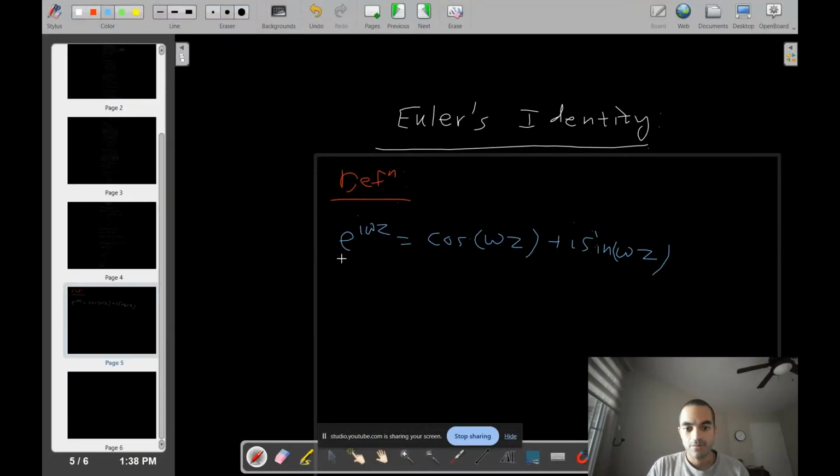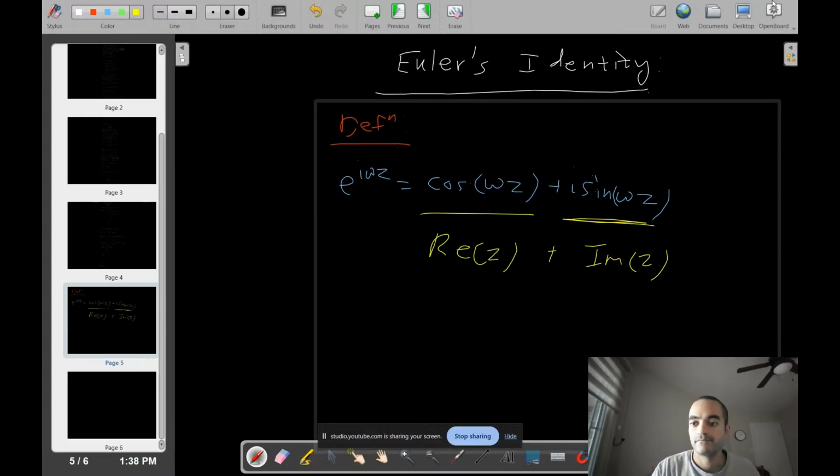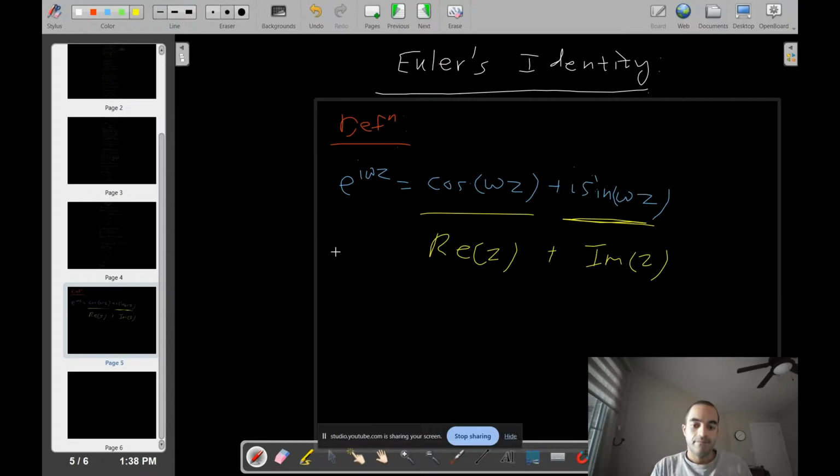Can anyone in the chat tell me where's the real and where's the imaginary? I like them over here. This is the real, because it's not dependent on i, so this is the real part of z. This is the imaginary part of z. All right, so we got that. This identity is going to be handy in our next problem.